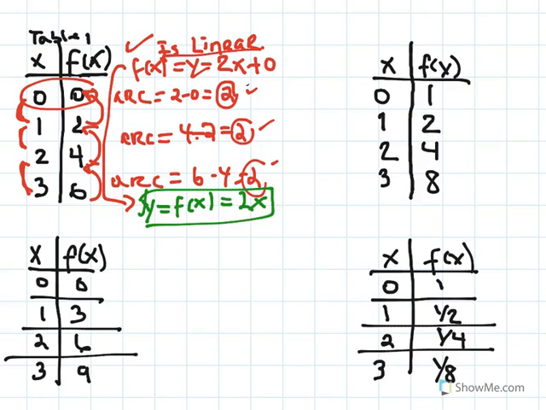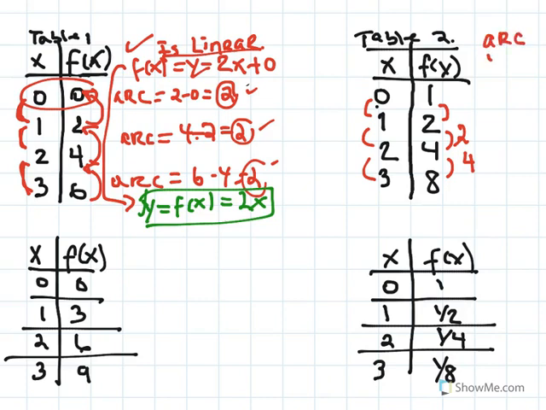Okay, so let me go with table 2. So the inputs are consecutive. Let me subtract the outputs and see if I get the same number. So 8 minus 4 is 4, right? 4 minus 2 is 2. So the average rate of change is not constant, correct?